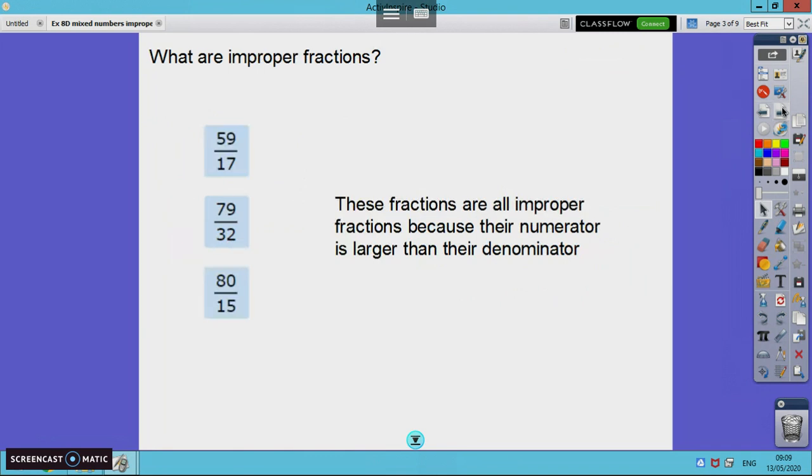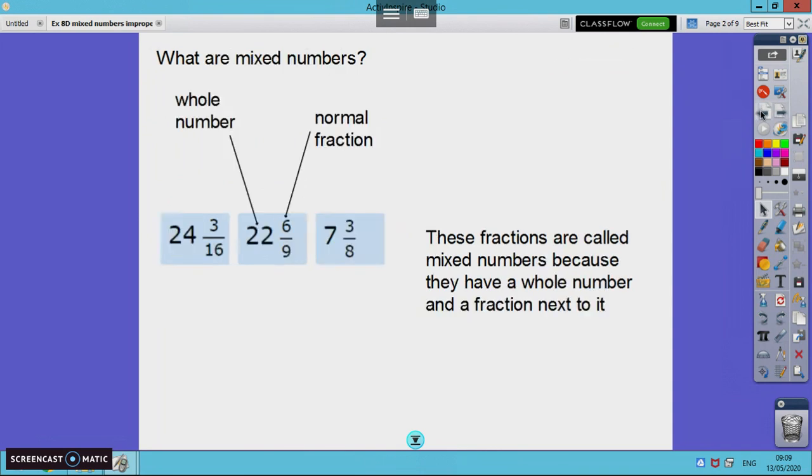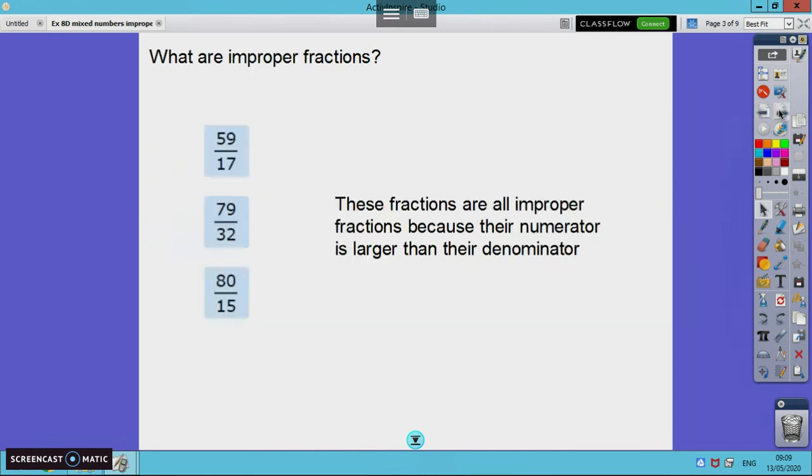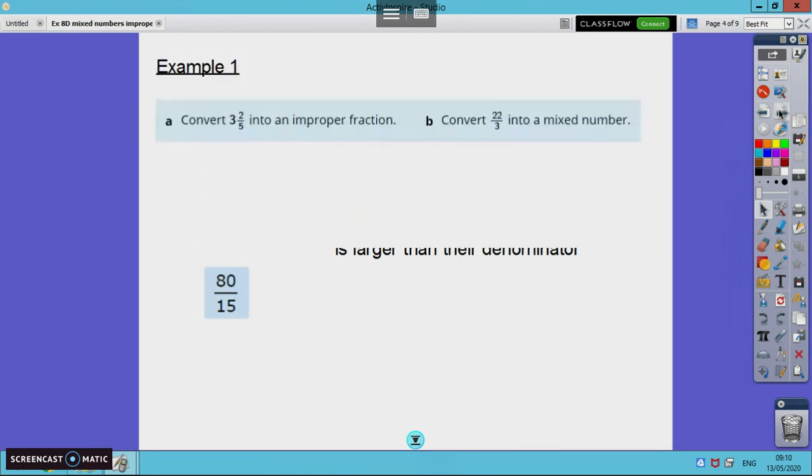Because usually what we like to deal with are fractions that have a numerator that's smaller than the denominator. So all of your mixed numbers here will have a fraction part that is proper, so the numerator will be smaller than the denominator. But for an improper fraction, there's no whole number part, and the numerator is larger than the denominator. So they're the two types of things that we're going to be dealing with today, and I'm sure you've seen them before. Okay, so here's your first example.